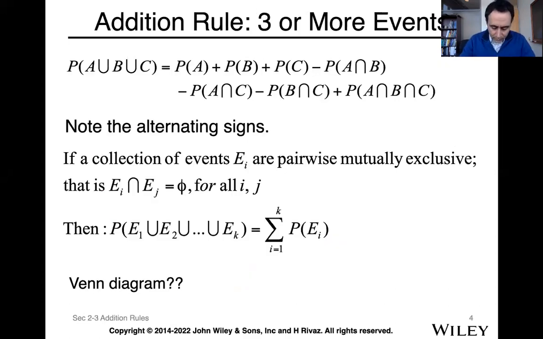So if we have 3 sets and we want to calculate the probability of the union, then this is the equation for that. And the reason for this is clear from the Venn diagram, right?